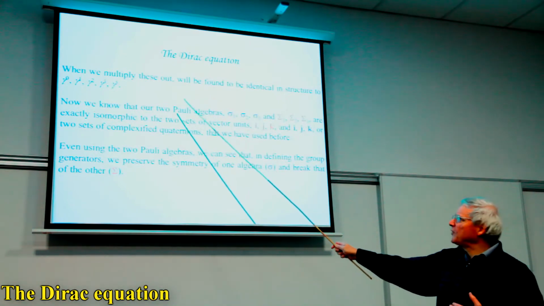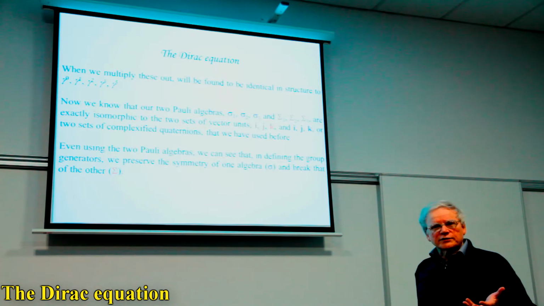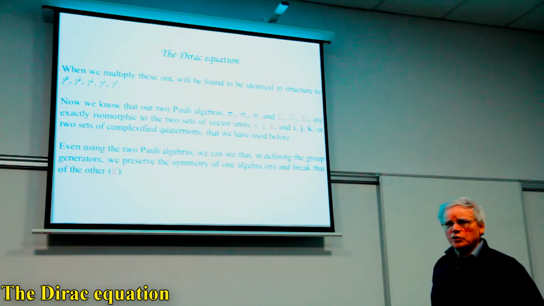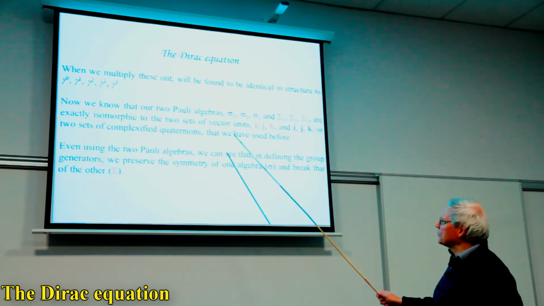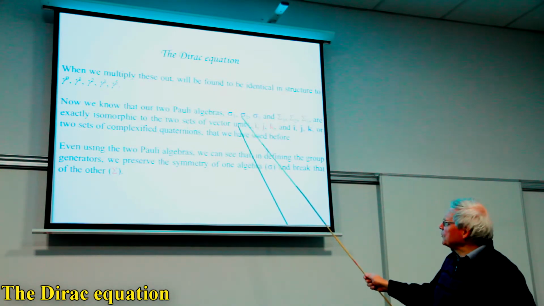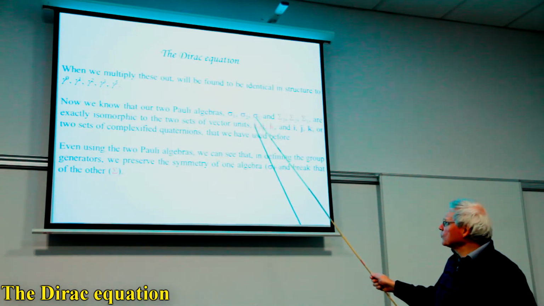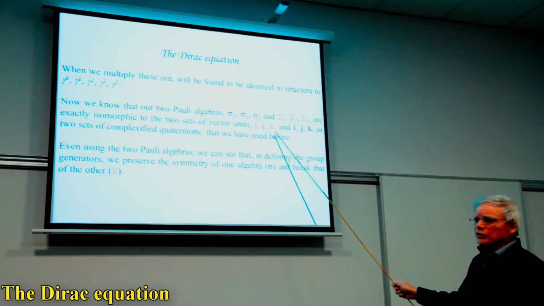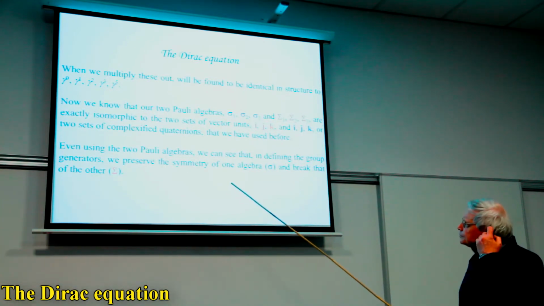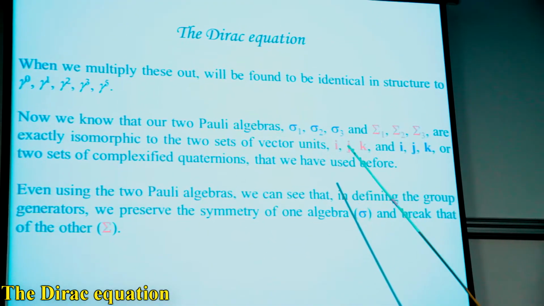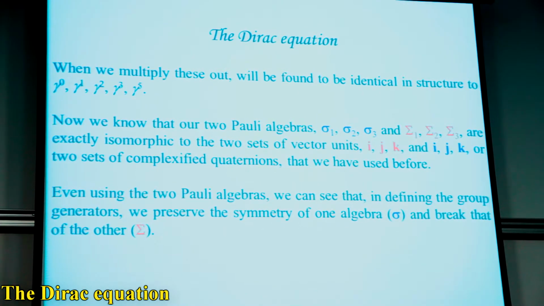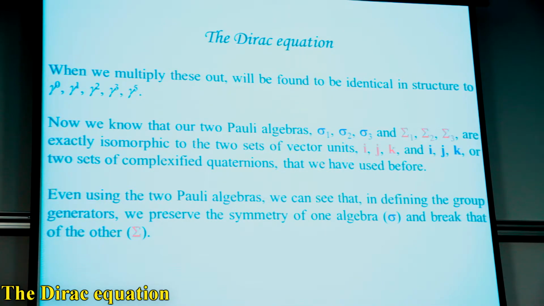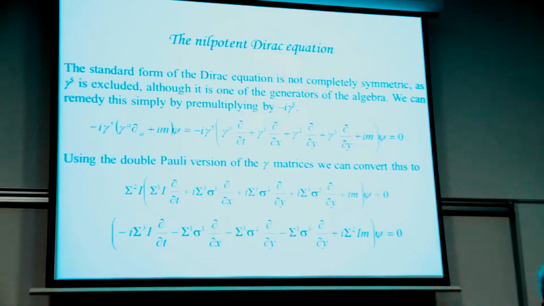So if we multiply all those out, we'd find we got exactly gamma naught to gamma 5. And in fact, all the different variations of those sigmas will produce all the different variations of these. And I've never seen that in any textbook. So it's not a widely known concept. But the thing that matters to us now is that these things here, which we've seen before in lecture 2, are isomorphic, I should say, to the 2 sets of vector units, i, j, k, blue and red. Or, if you like, complexified quaternions. And we've seen that structure before. Now, even using the Pauli algebras, we can see that if we break this symmetry, then we will have the same structure as we had for the vector quantities.